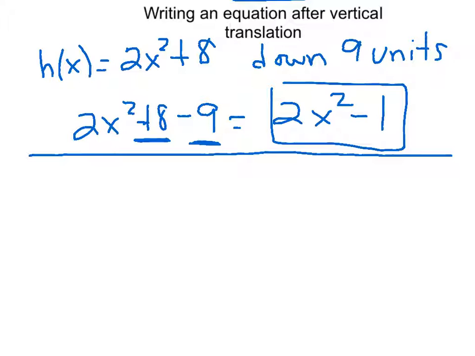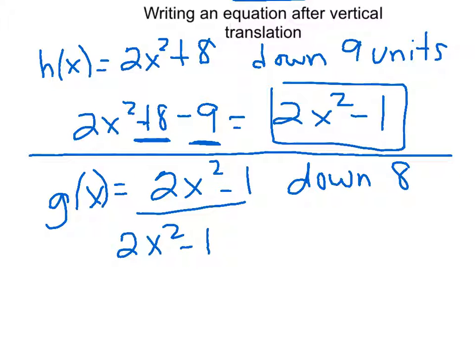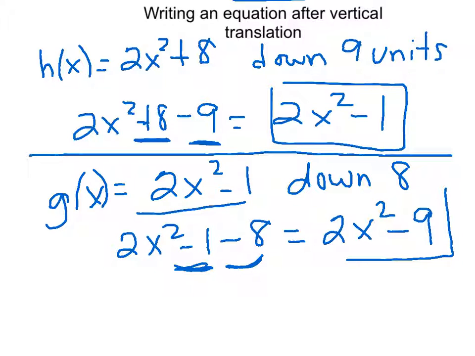How about if we have g of x equals 2x squared minus 1, and we're going to move it down 8 units. Same deal, take what we were given, 2x squared minus 1. We're moving down 8, so we're subtracting 8. And then our like terms is negative 1 minus 8, and negative 1 minus 8 is going to be negative 9. So 2x squared minus 9. And you're all done with that.